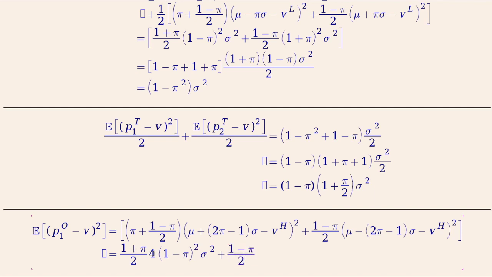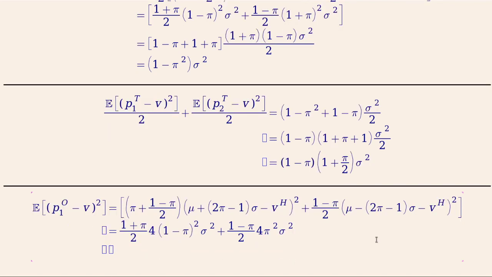plus the second term, 1 minus pi over 2. What do we have here? We have minus 2 pi minus 1 sigma minus yet another sigma, which means that you'll have just minus 2 pi sigma, all of it squared. So you have 4 pi squared sigma squared. Okay, almost there, almost there.